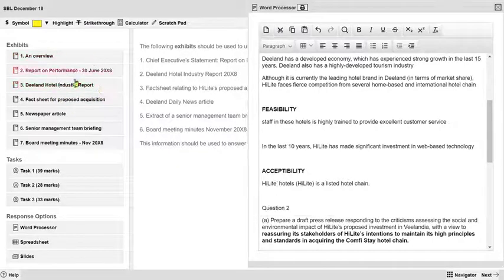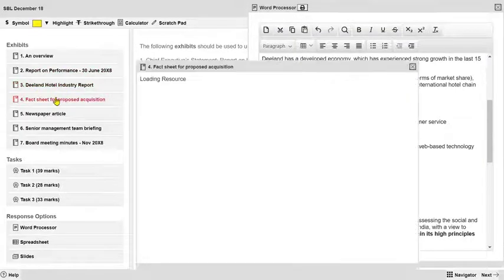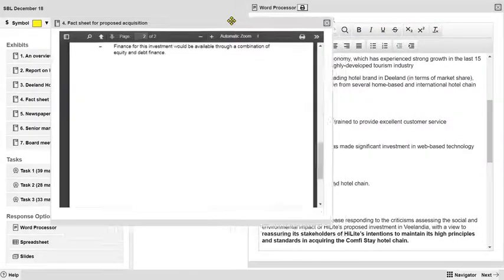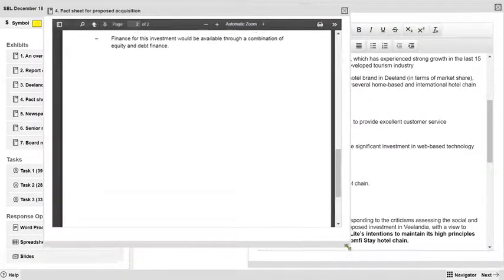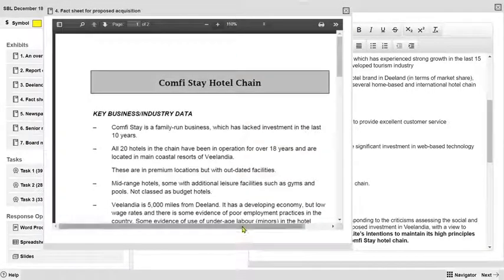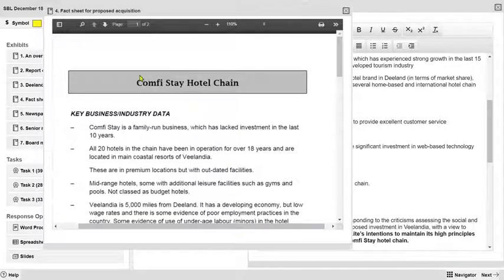Okay. Now I want to go to a fact sheet because we are limited in time. We cannot read all the exhibits. So now this is also given to you, a fact sheet. Let me increase the size. Comfy Stay hotel chain. As the name says, Comfy Stay hotel chain. Is it me? No, it's the target company. We want to buy Comfy Stay. So let's read this exhibit.